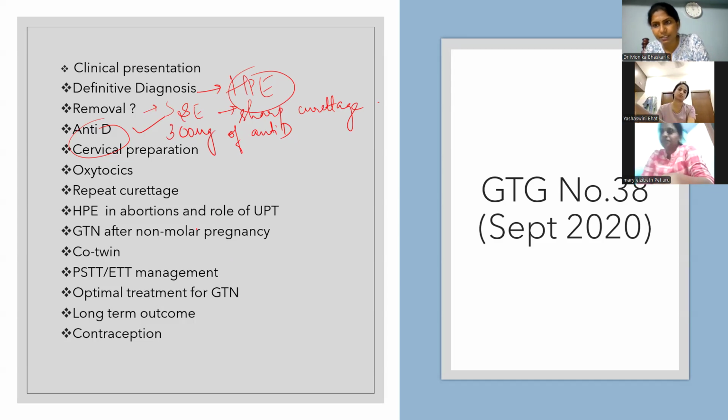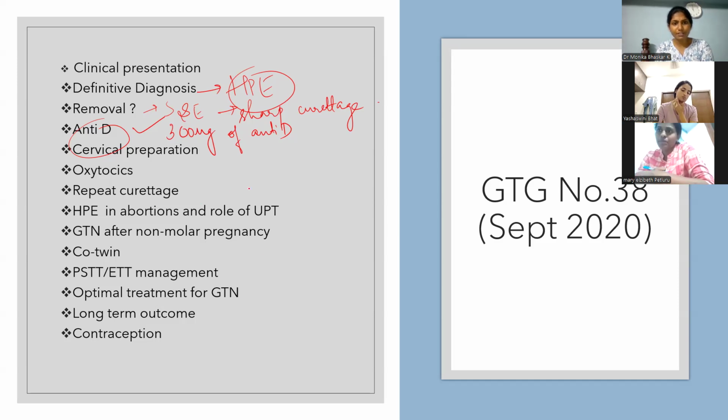We are giving 300 microgram. Before, they used to tell 50 microgram or 300 microgram, but presently we need not, because we are not calculating the requirement. We are giving 300 microgram for all cases.